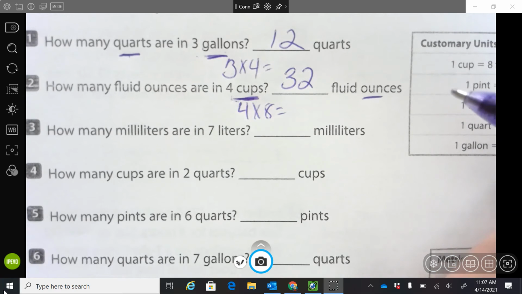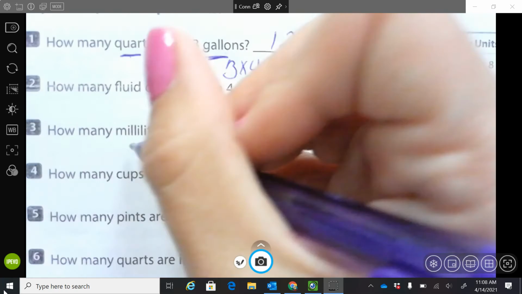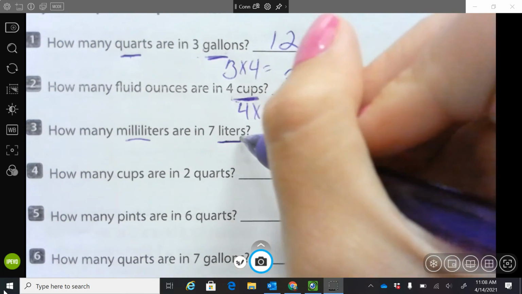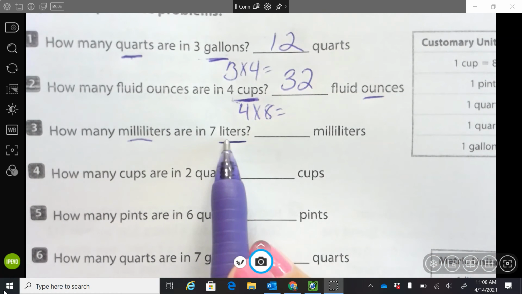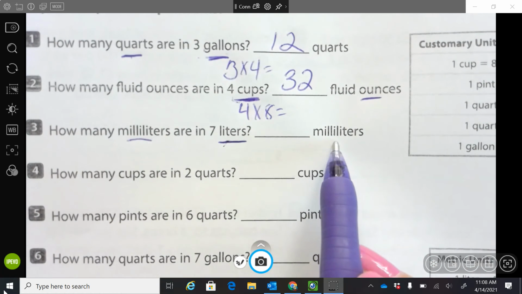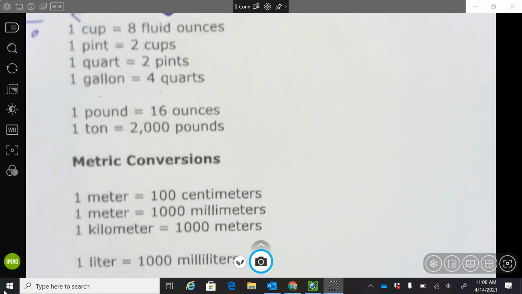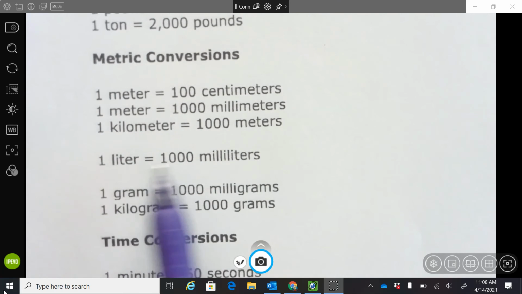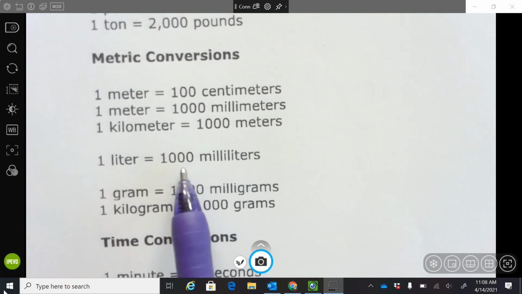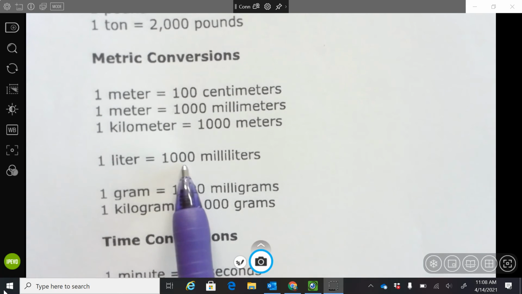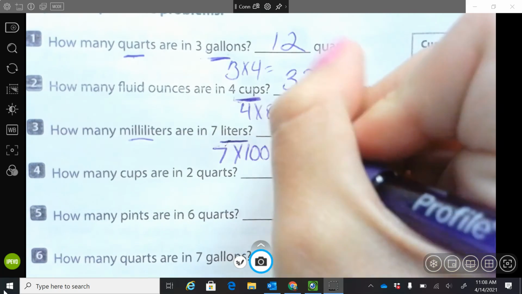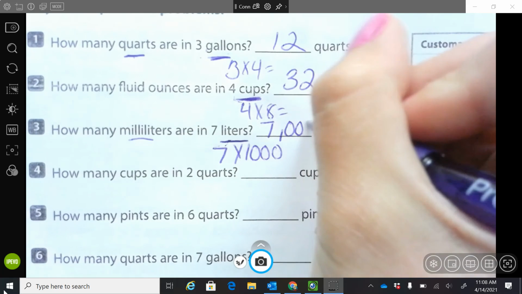Show me 3 when you're ready for number 3. Okay. How many milliliters are in 7 liters? So we're starting at what measurement? Liters, and we're going to milliliters. So we're multiplying by 1,000. So 7 times 1,000, what would that be, guys? 7,000. Okay.